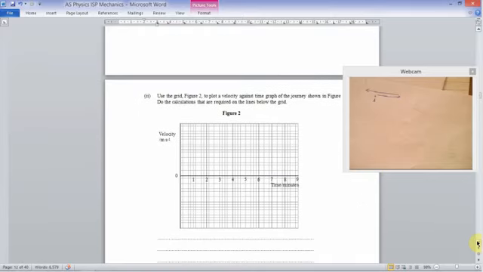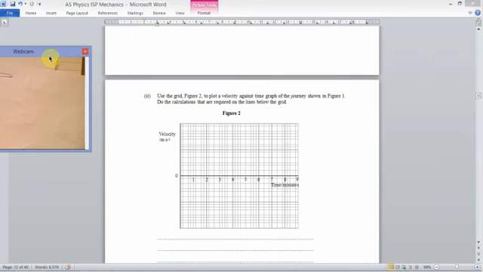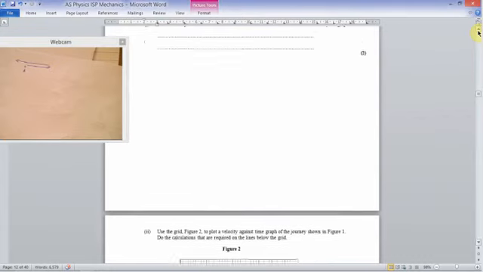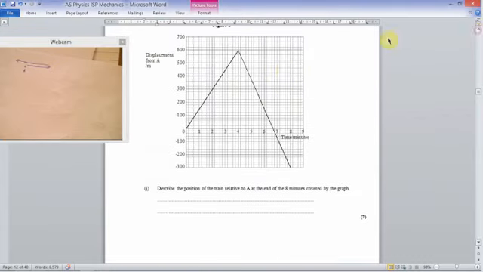Use the grid, figure 2, to plot a velocity time graph to show the journey in figure 1. Do the calculations that are required on the lines below the grid. Okay, so we want the positive velocity, and we want the negative velocity. Essentially that's all we want. Then we need to put the scale on to do that. So the positive velocity is going to be the gradient in this direction, and the negative velocity is going to be the gradient in this direction.